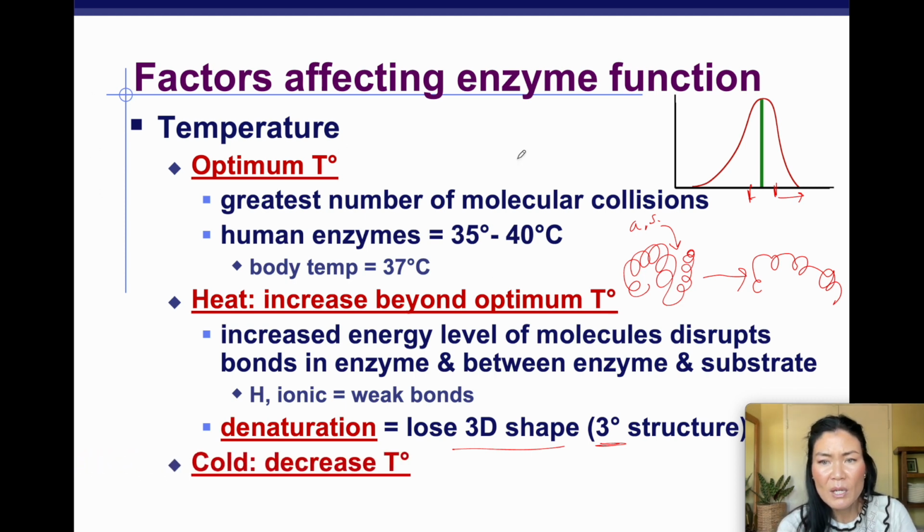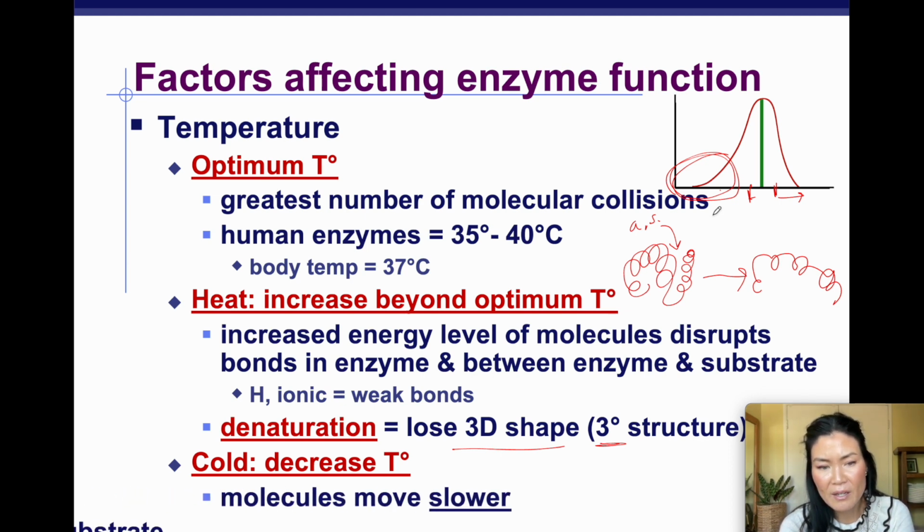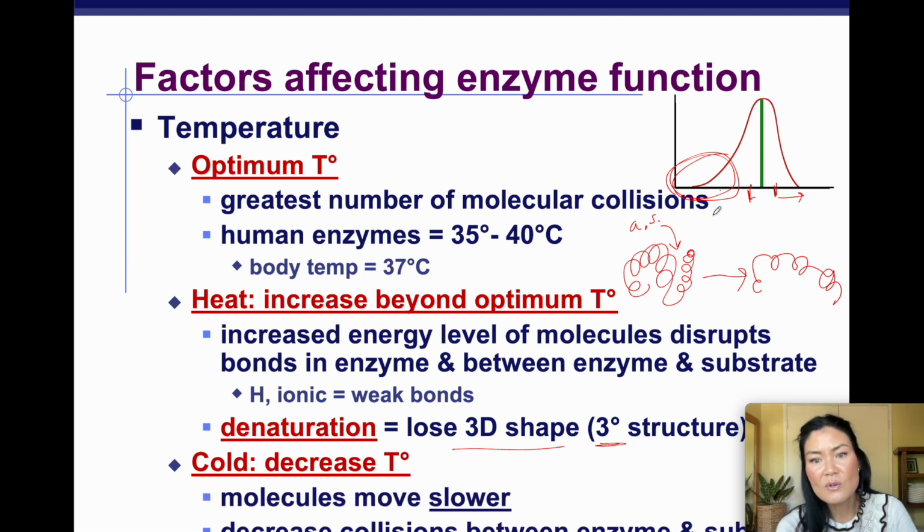But what about cold? How can we explain why the reaction rate is so low when it's cold? Again, when it's cold, the molecules are moving around really slowly. The substrate and enzyme are moving around slowly, so there's less chance of collision. Molecules move slower, so there's a decrease in collision between enzyme and substrate. So, in the cold, enzymes are not denatured. Enzymes are only denatured beyond the optimum temperature, so don't get that confused.